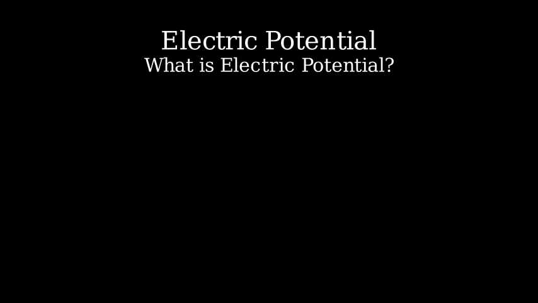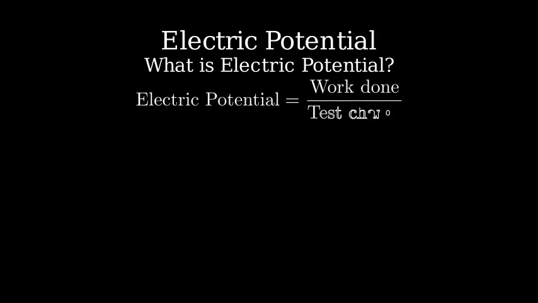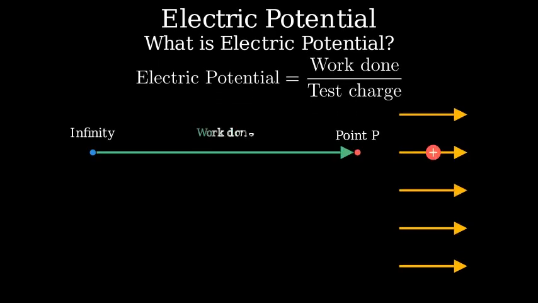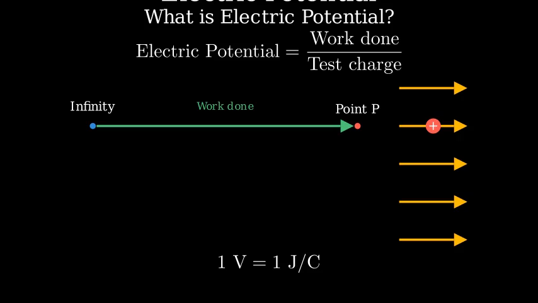Welcome to MathGPT. Today, we're going to learn about electric potential, a fundamental concept in electricity and magnetism. First, let's understand what electric potential actually is. Electric potential at a point is the work done per unit charge in bringing a small positive test charge from infinity to that point against the electric field. Its SI unit is the volt, symbolized by V, where 1 volt equals 1 joule per coulomb.